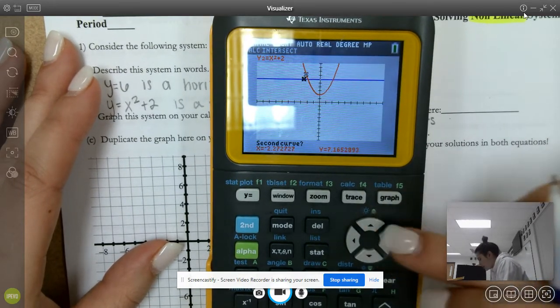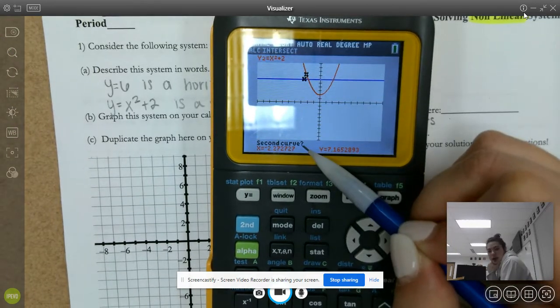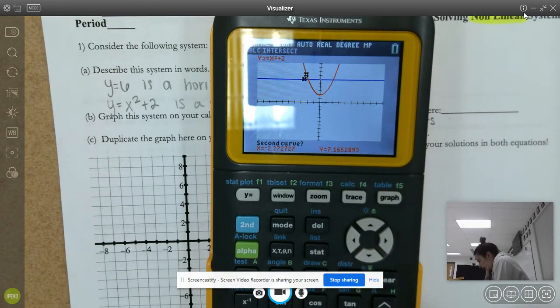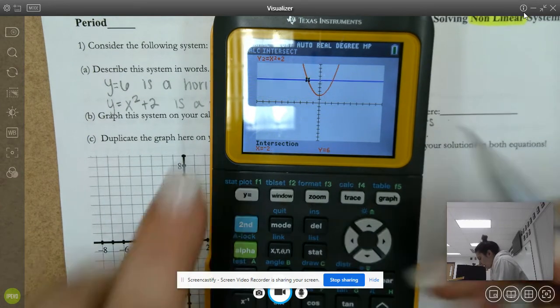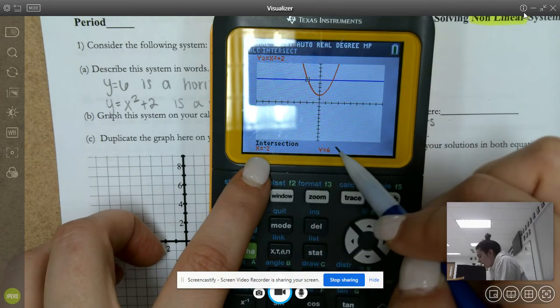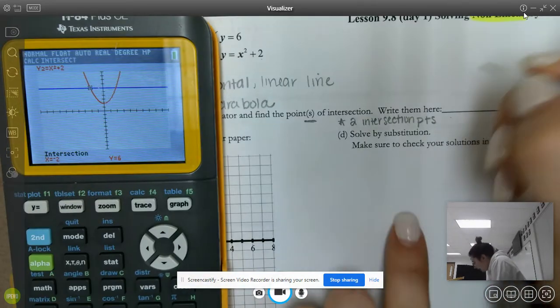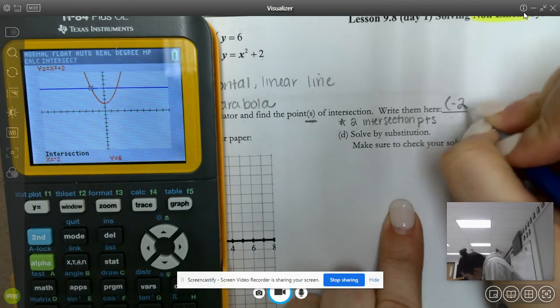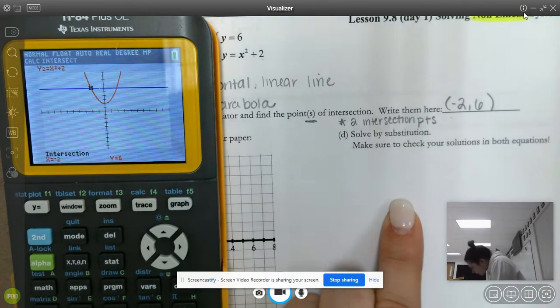We want to make sure that the butterfly cursor is on the second curve when it's asking for the second curve, and we can hit enter. And then we'll hit enter again for the third time. And if you look, our intersection point is at -2, comma 6. So that is the first point.